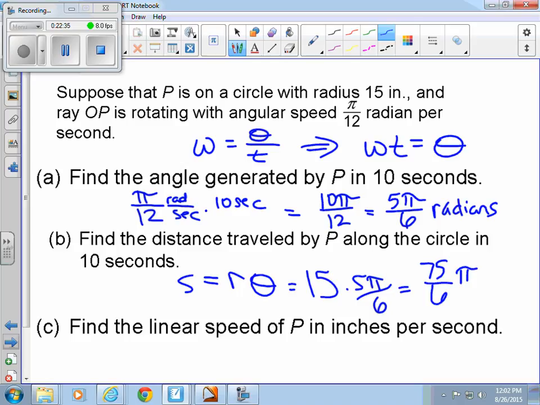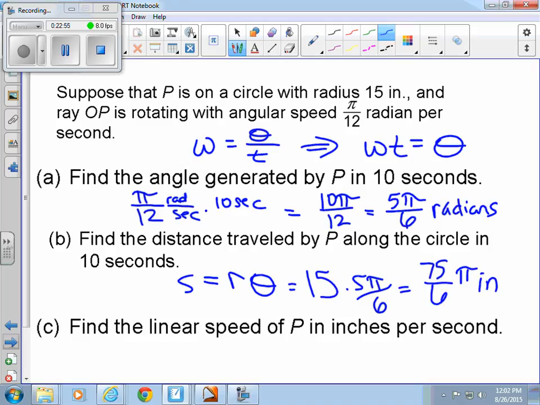That is measured in radians. 15 times 5. Distance is what's the unit? Where did you get that inches unit from? 15.